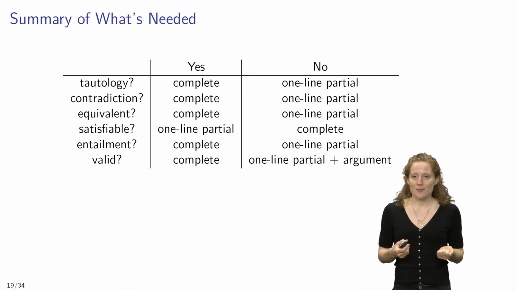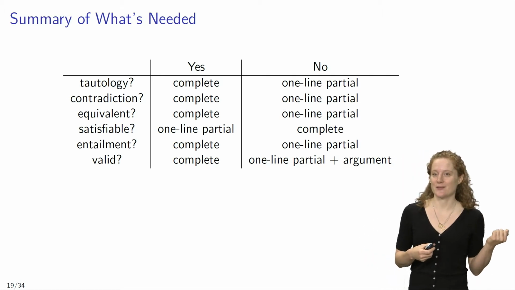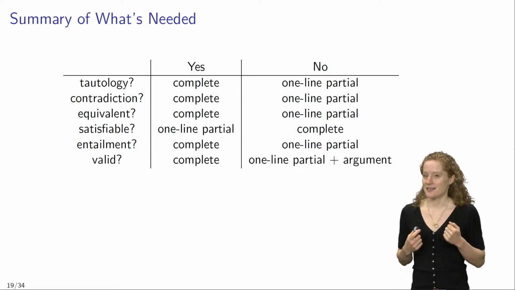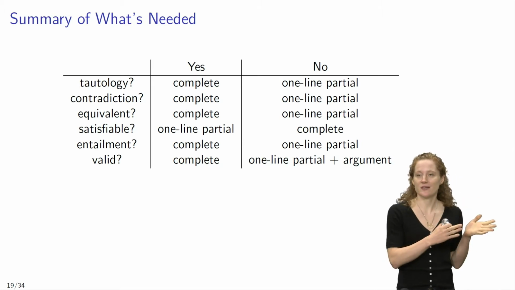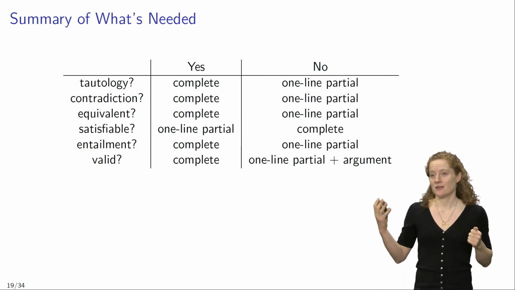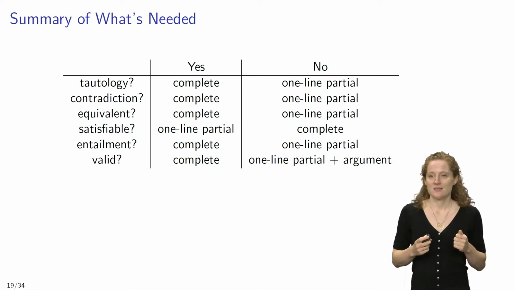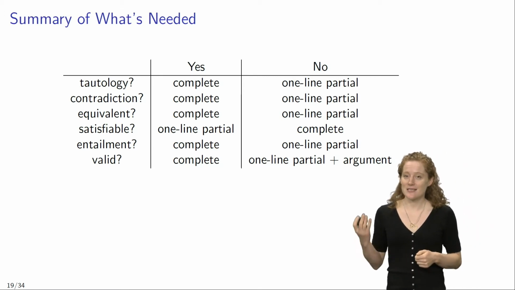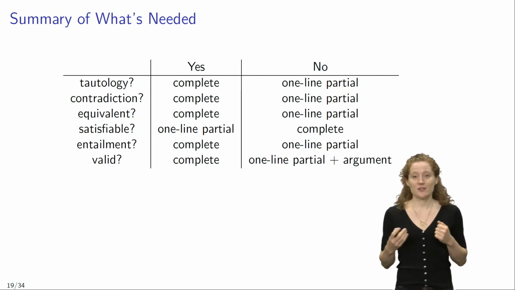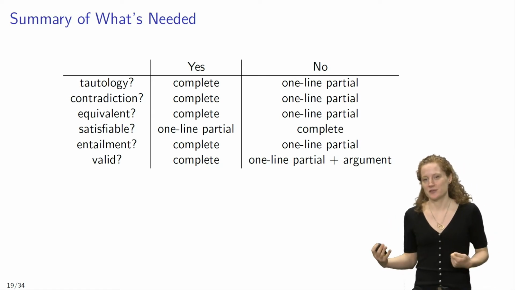Now let's sum up the cases in which you can get away with a partial truth table. If you want to show that a sentence is a tautology, you need a complete truth table. But if you want to show that a sentence is not a tautology, you merely need a one-line partial truth table. Similarly, in order to show that a sentence is a contradiction, you need to construct a complete truth table. But in order to show that a sentence is not a contradiction, you merely need a one-line partial truth table.